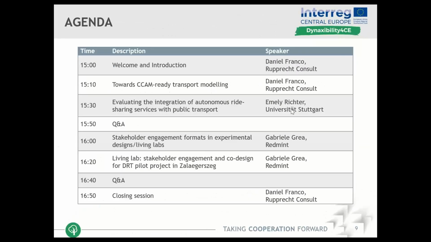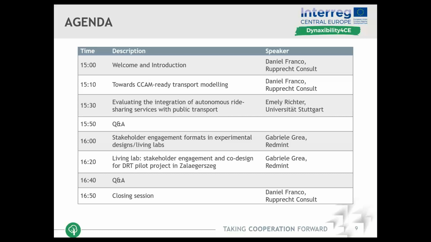The agenda of today's webinar is that after this short introduction, I'm going to be providing a context setting on the topic of transport modeling for mobility automation. Then we will hear from the specific case in the Stuttgart region, a study that was done on the integration of autonomous ride-sharing services with public transport by the University of Stuttgart. It's going to be Emily Richter who's going to be telling us a bit more about this and how they did this study.